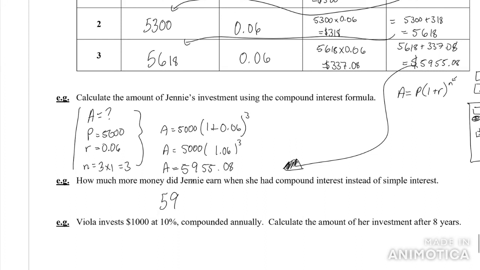So comparing $5,955.08 minus 5,900 equals $55.08. So even with only 3 years, we haven't changed anything. She earned an extra 55 bucks. So always, always, always compound interest is better, and we never really see simple interest. It's usually generally calculated as a compound interest.